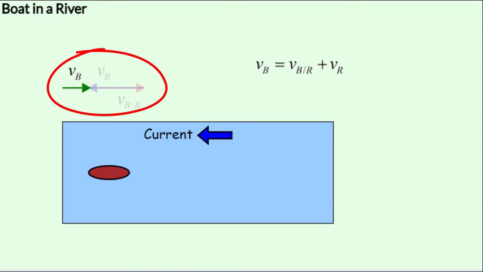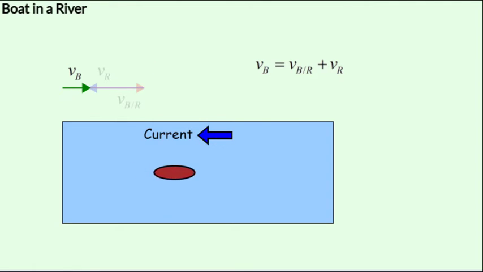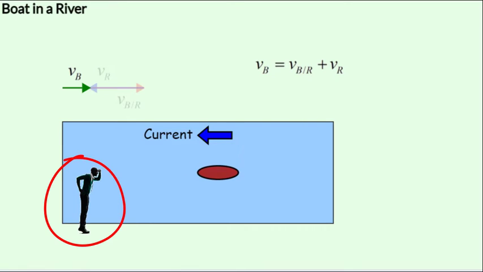We add the two vectors pointing in opposite directions, and we obtain a smaller resultant VB, the velocity of the boat with respect to the ground. Since the current is acting against the direction of the rowing boat, the speed of the boat in this case, as observed from the ground, will be slower than the speed in still water.